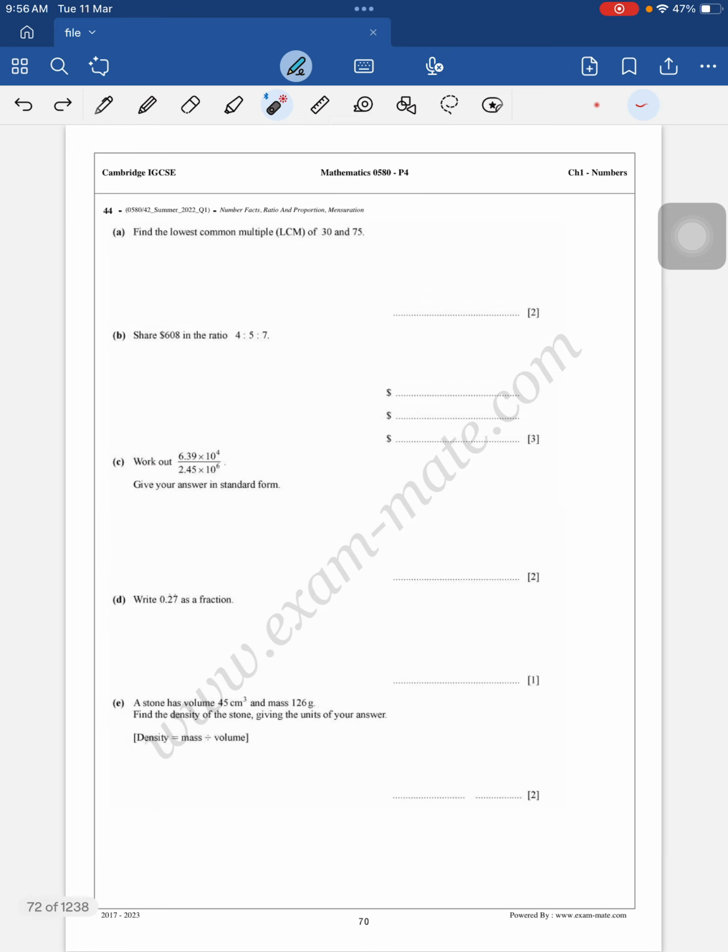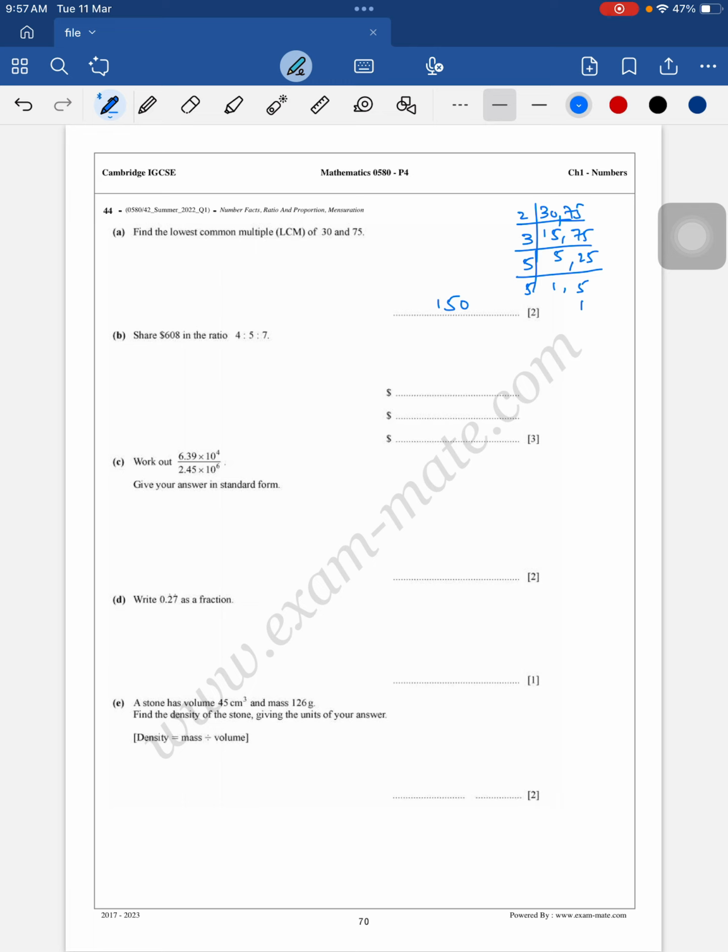Okay. Question number 44. We have to find the lowest common multiple of 30 and 75. So LCM using prime factorization: 2, 15, 2 and 3 is 6. No, 2 from 2, they both are not dividing, so 75 will stay as it is. Then 3 5s are 15, 3 2s are 6, 3 5s are 15. Then we have 5 5s are 25, and again 5. So 2 3s are 6, 6 5s are 30, 30 5s are 150.